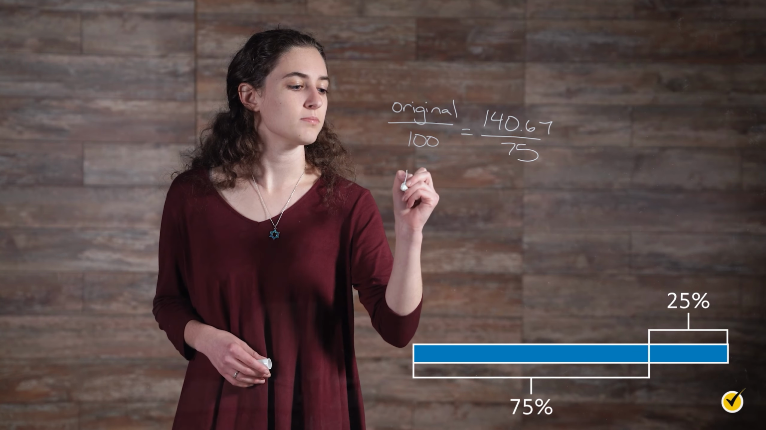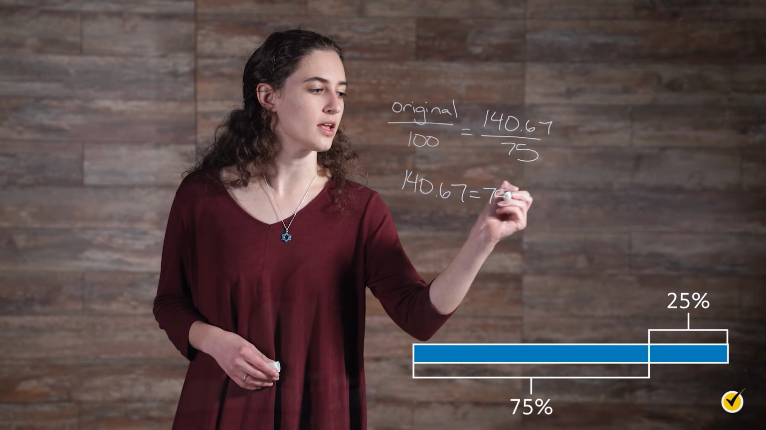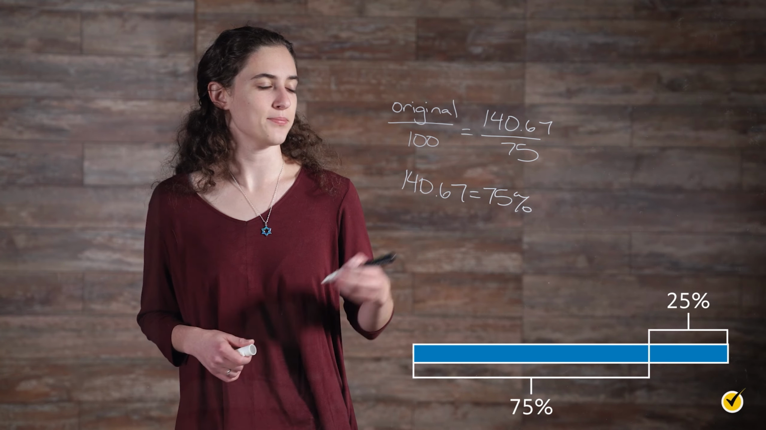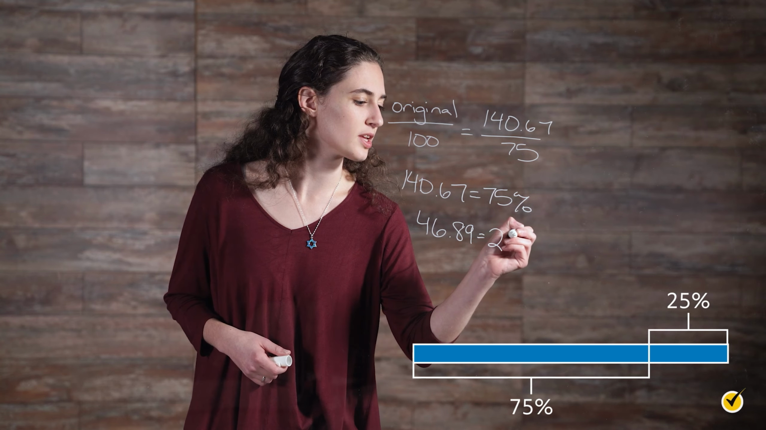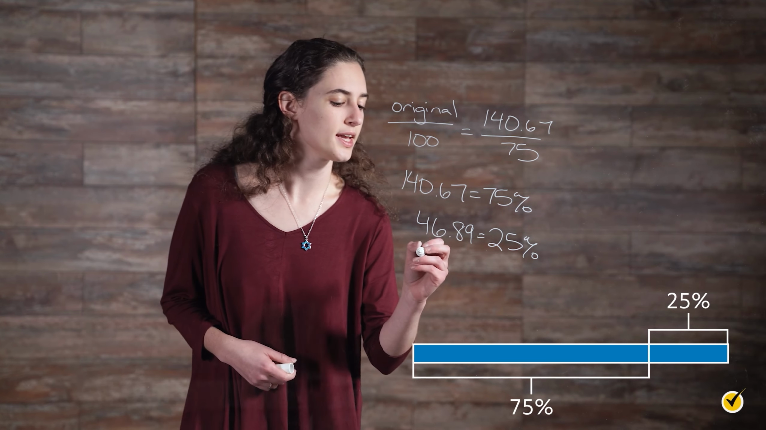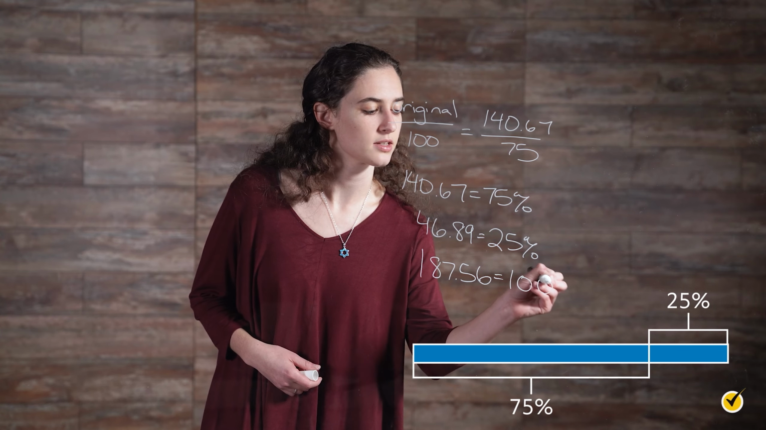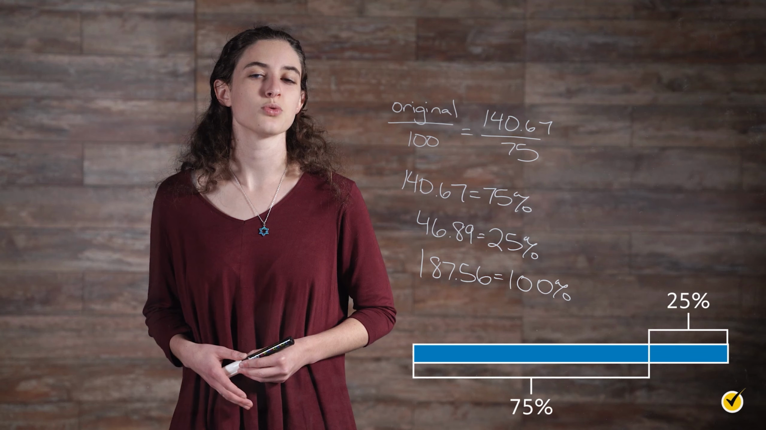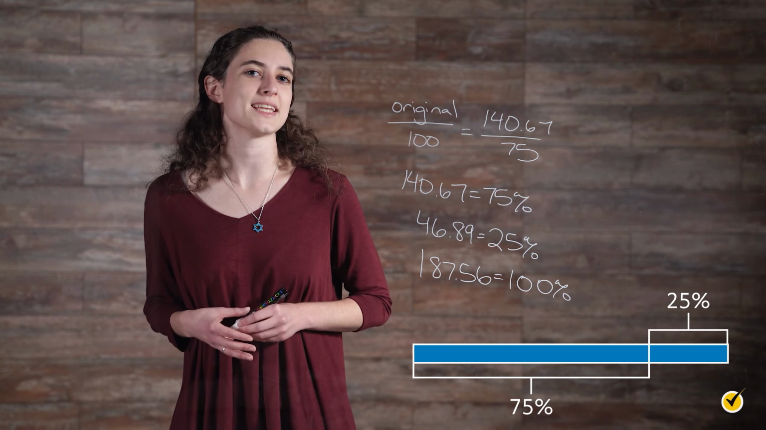If 140.67 is equal to 75%, so if you divide both sides by 3, you get 46.89 is equal to 25%. And then if you multiply both sides by 4, you get 187.56 equals 100%. The original price was $187.56. So you saved $46.89.